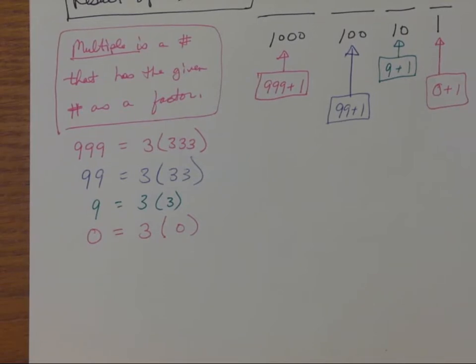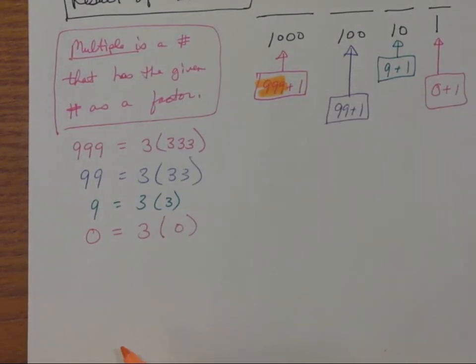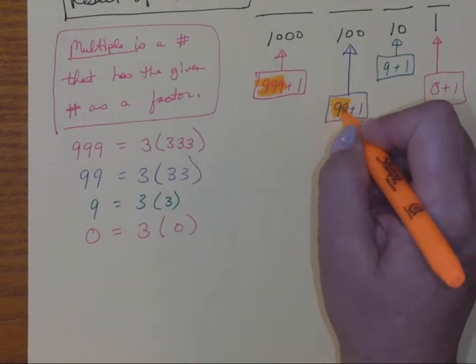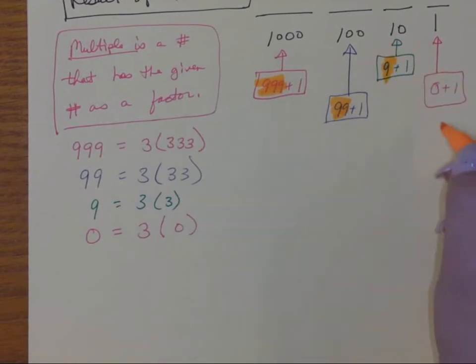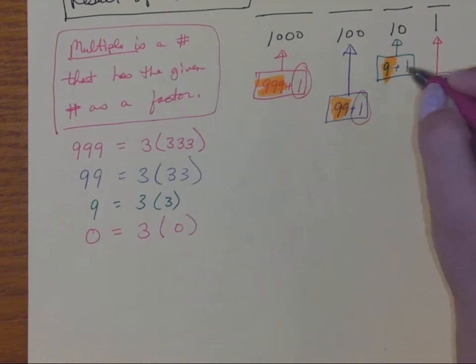So, interesting factoid. I already know 999 is divisible by 3. And I already know 99 is divisible by 3. And I know 9 is divisible by 3. And I know 0 is divisible by 3. So whenever I get rid of those, because I know all of that is divisible by 3, what's left over are the ones.